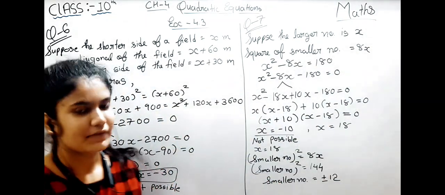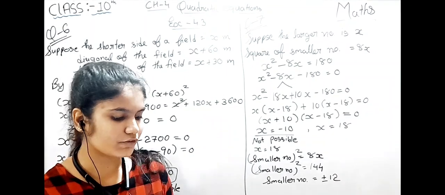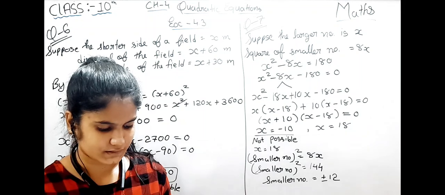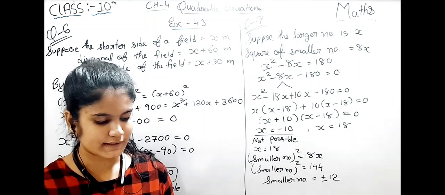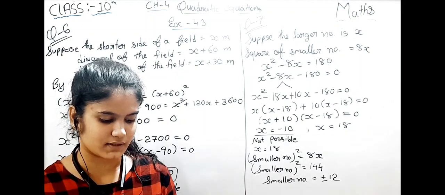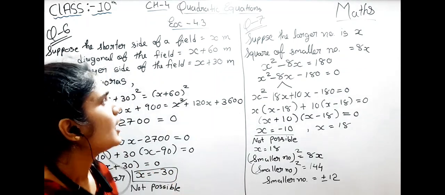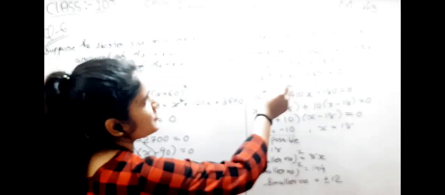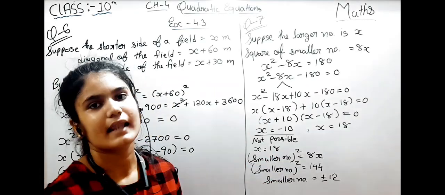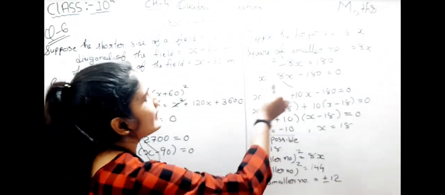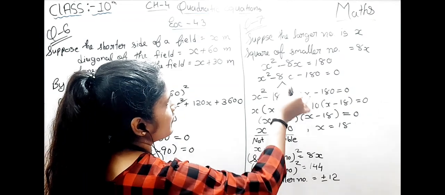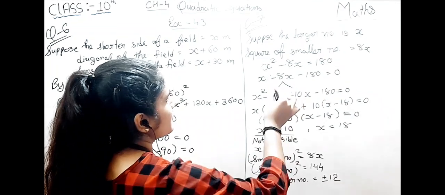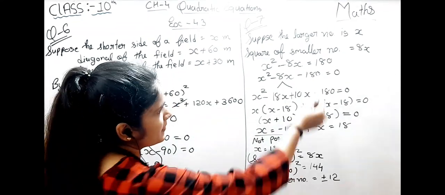In question number 7, it is given that the difference of two squares of two numbers is 180. The square of the smaller number is 8 times the larger number. Find the two numbers. We suppose that the larger number is x. It is given that the square of smaller number is 8 times the larger number. So here we have already taken the square, so we will not square it again. The difference of both of them is given 180.